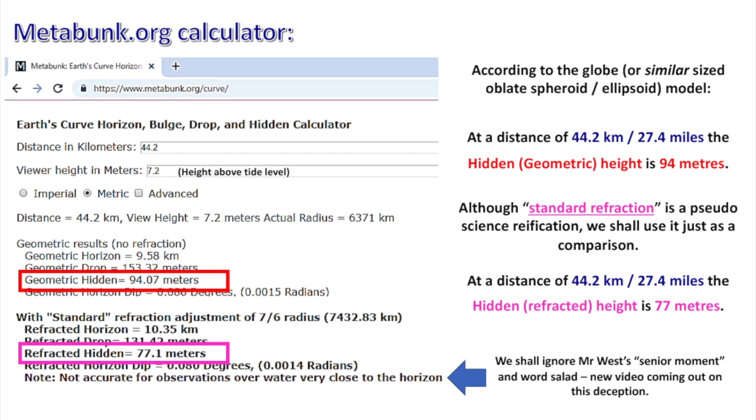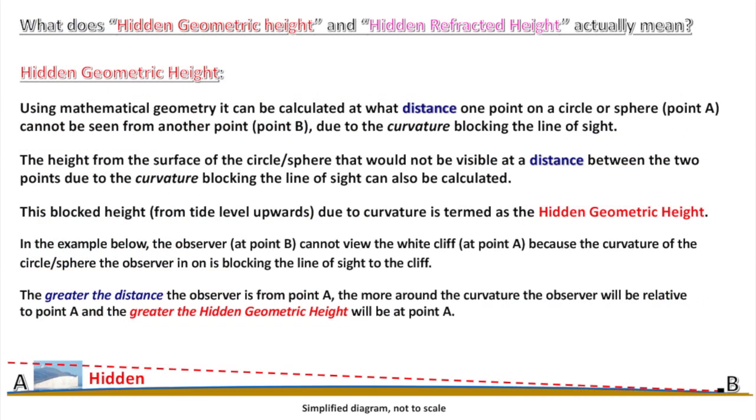Although standard refraction is a pseudoscience reification, we shall use it just as a comparison. At a distance of 44.2 kilometers or 27.4 miles, the hidden refracted height is 77 meters. We shall ignore Mr. West's senior moment and word salad. New video coming out soon on this deception. What does hidden geometric height and hidden refracted height actually mean?